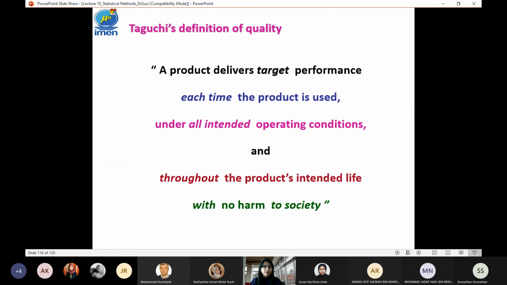So moving on. So a product delivers target performance each time the product is used under all intended operating conditions and throughout the product's intended life with no harm to society. This was defined by Genichi Taguchi way back in the 1930s when he first introduced the Taguchi method.